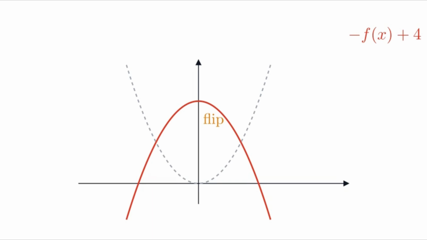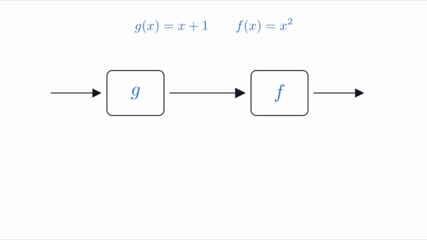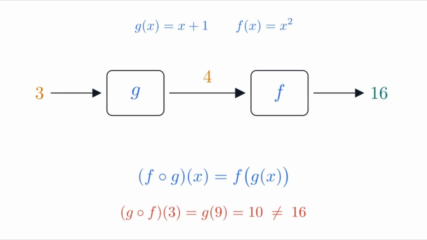Machines can be chained. Feed 3 into g. 3 plus 1 is 4. Send that 4 straight into f. 4 squared is 16. Written together, that's f composed with g. Read it right to left, inner machine first. And order matters. Run them the other way round and 3 becomes 9, then 10. Same two machines. Completely different answer.